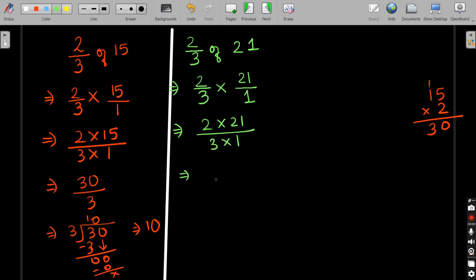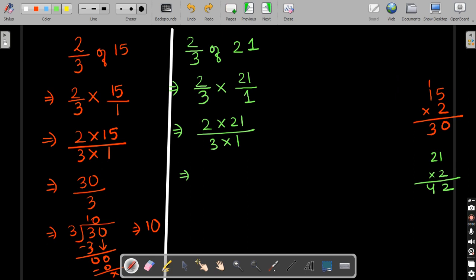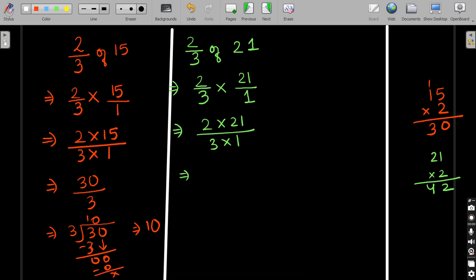Then I will solve here 2 into 21. How to solve? 21 into 2, I need to multiply. 2 1s are 2, 2 2s are 4. This is my rough part. In your notebook also you can maintain a rough part, so that it will be easy. Let me draw the rough part here. In your notebook also, every time you should make one rough line, so that it is easy for you to understand.